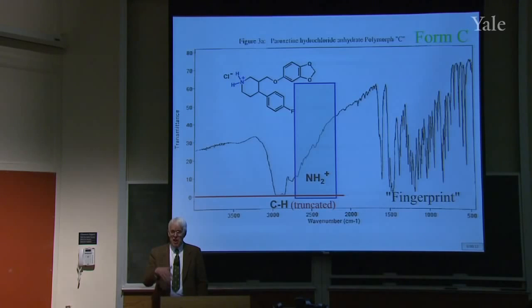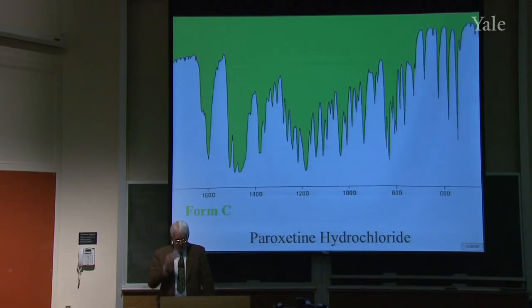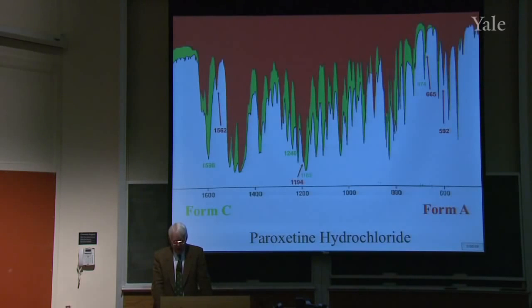Those CH peaks didn't go all the way, weren't sharp at the bottom because they just got cut off. No light got through the sample. Okay, now if we look at the fingerprint region, there's form C, there's form A, and here are the peaks, here's form B.